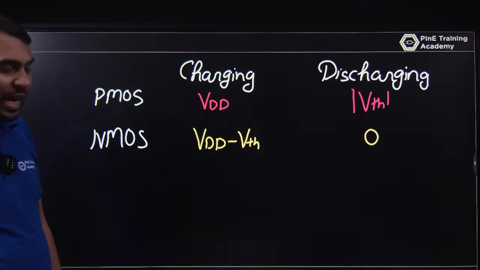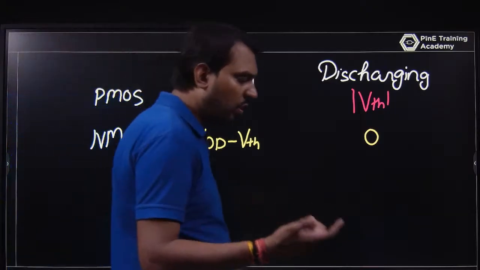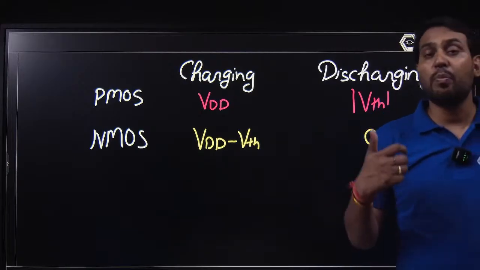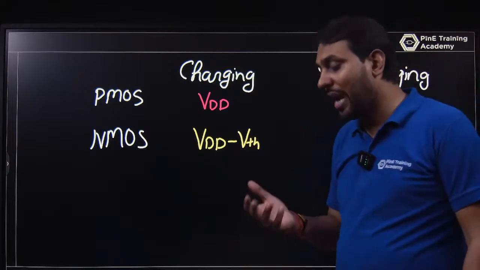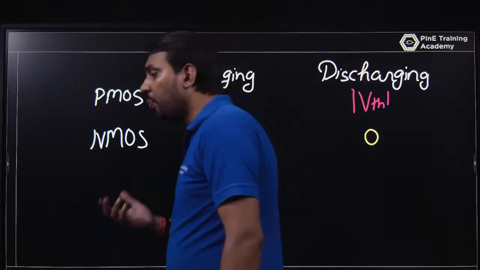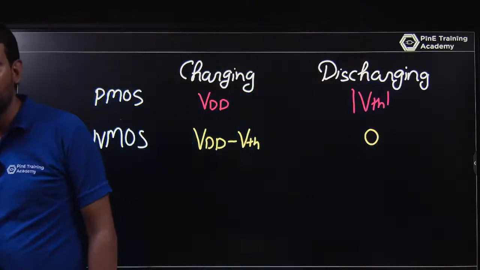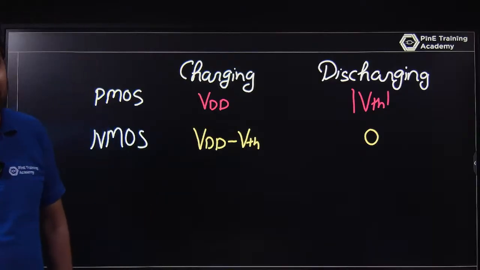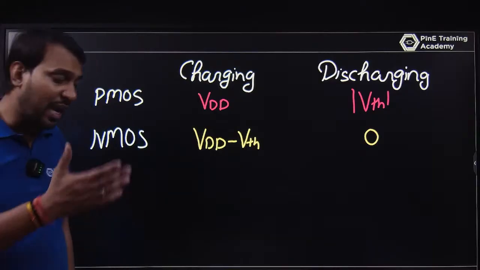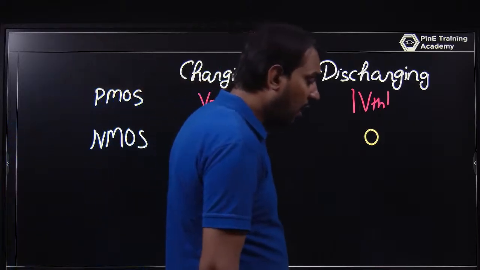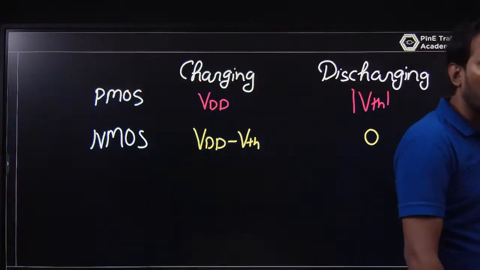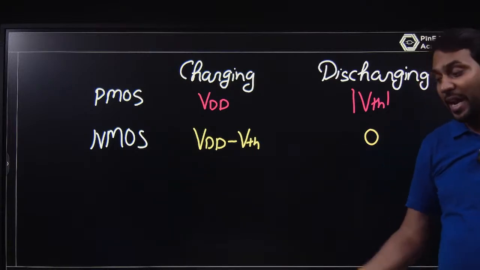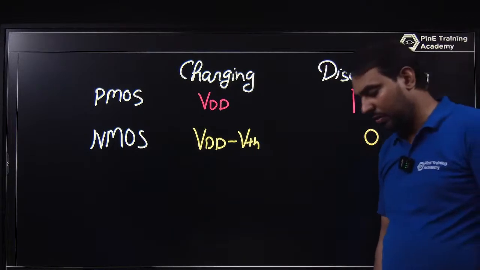That's why one of the questions that can be asked in an interview is why we take PMOS as a pull-up network, or why we take NMOS as a pull-down network. PMOS is good for charging. It can charge till the maximum voltage of the source side, and the drain voltage can go towards the source voltage, whereas NMOS is good for discharging. That's why we put it in a pull-down network. It can discharge towards ground.